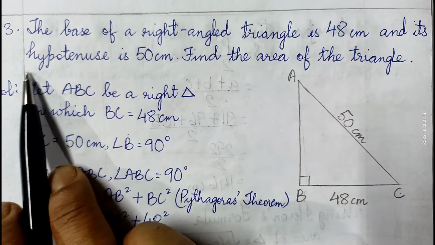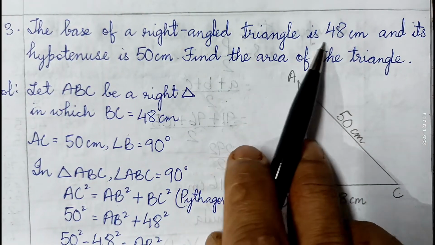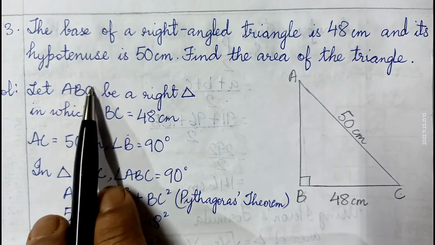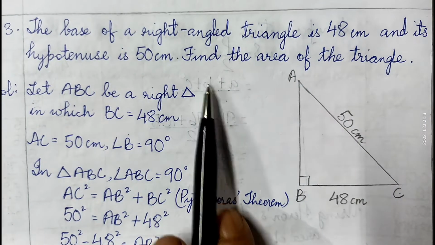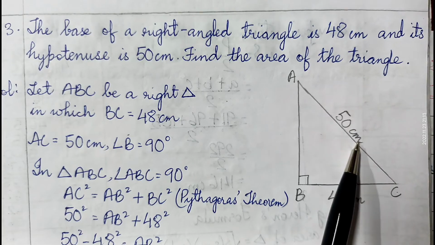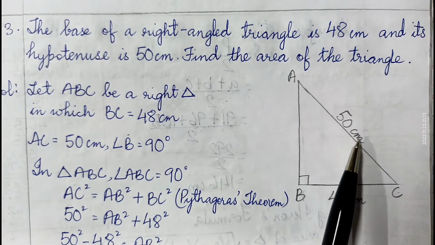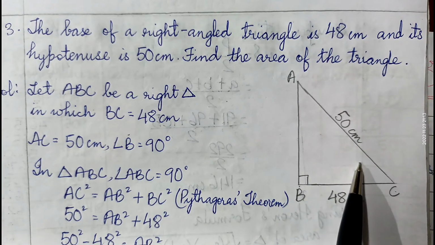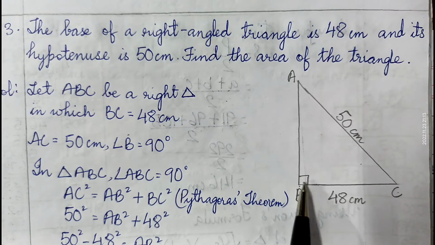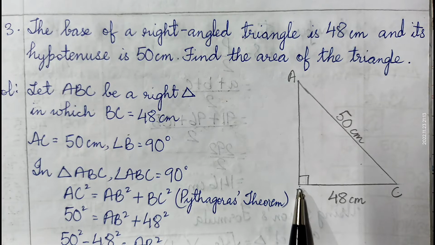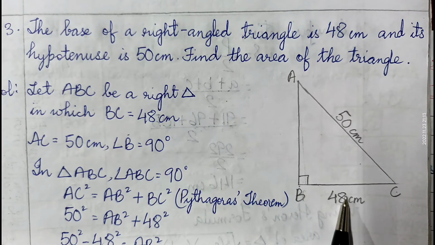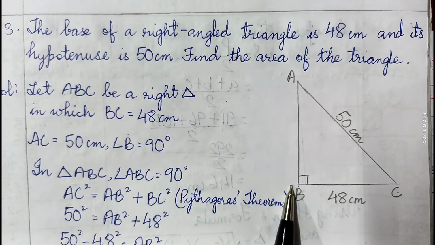In question number 3, it is given the base of a right angle triangle is 48 centimeter and its hypotenuse is 50 centimeter. Find the area of the triangle. So in this sum, hypotenuse is 50 centimeter. I hope all of you know the side opposite to 90 degree is called hypotenuse. Since this is 90 degrees, so this will be the hypotenuse. It is 50 centimeter and it is given base is 48 centimeter. Here height is not known.